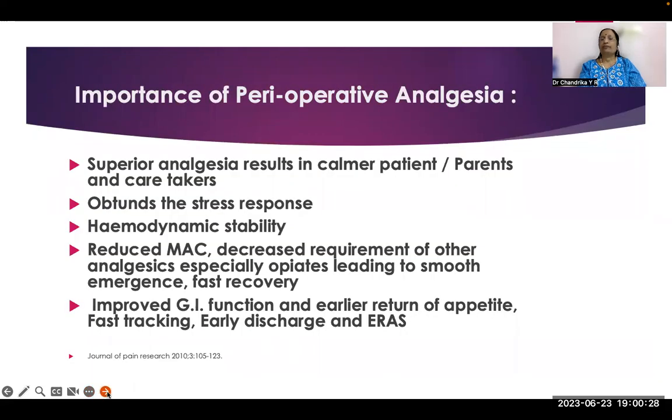What is the importance of giving perioperative analgesia? If you give superior analgesia, it results in comfortable patients. So it will be helpful for the parents and the caretakers to take care of the child. Perioperatively, it blunts the stress response. It gives hemodynamic stability. It reduces the MAC requirement. It decreases the requirement of other analgesic agents, especially the opioids, leading to smooth emergence and fast recovery. It also improves GI function and helps in early return of appetite, fast tracking, early discharge, and helps in ERAS protocol.